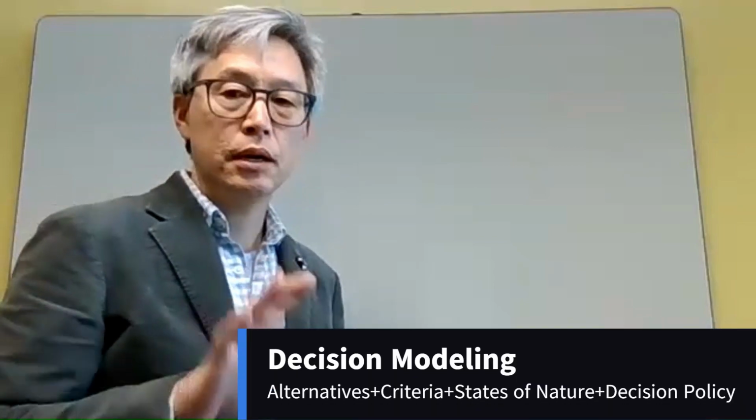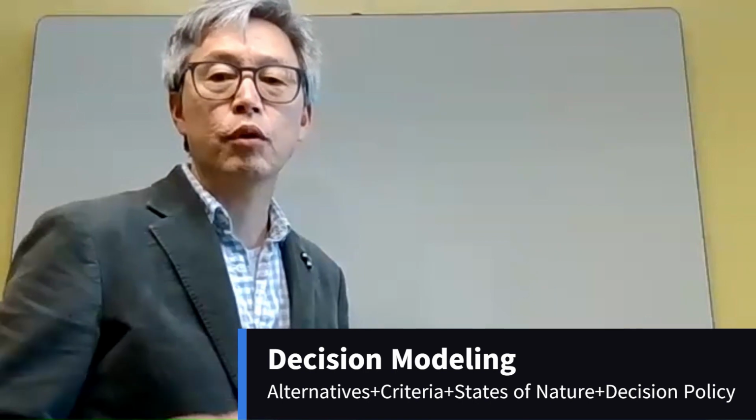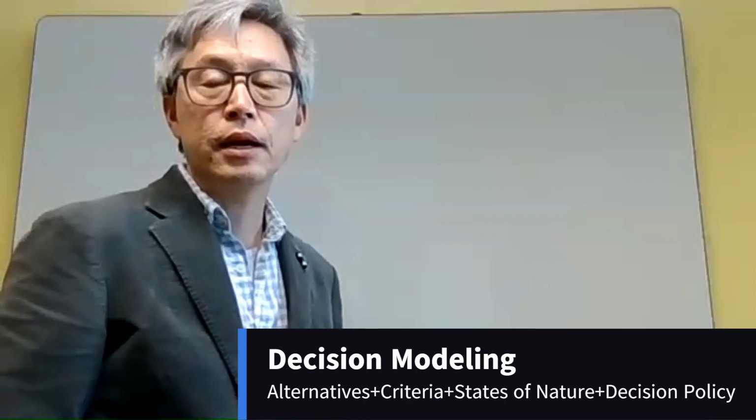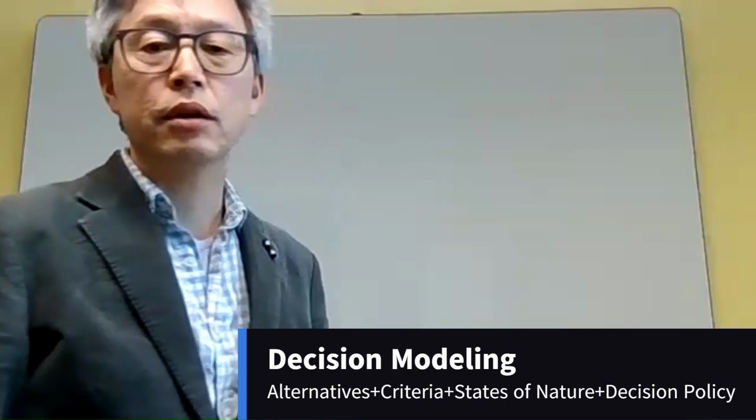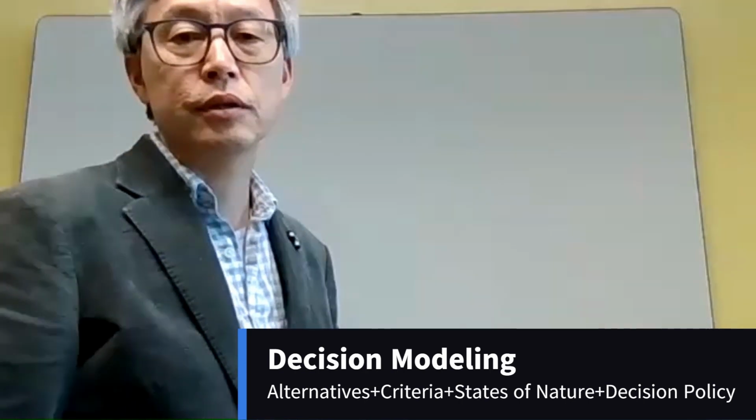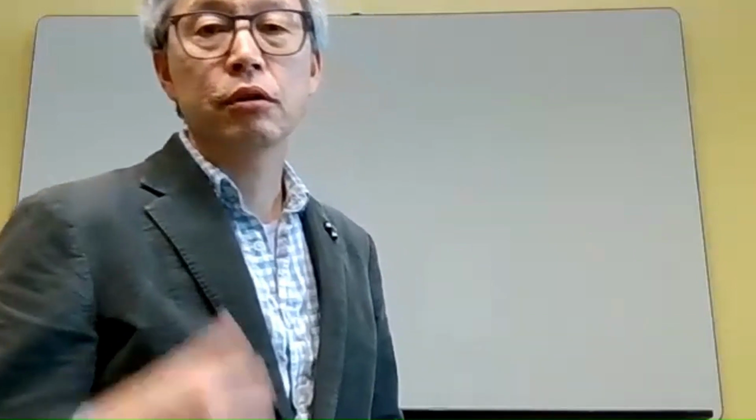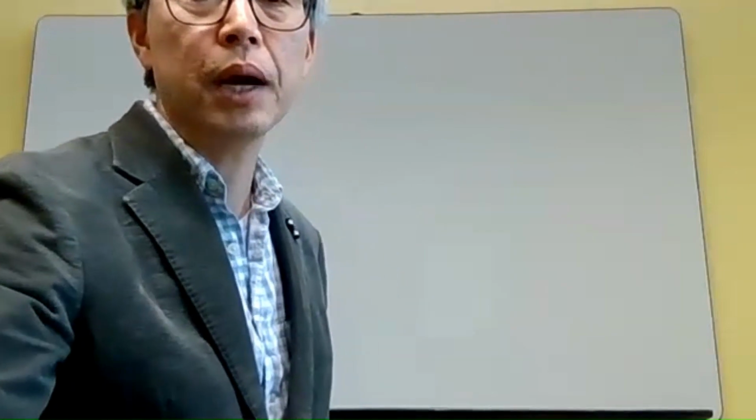For decision problems, we need to have several elements of the modeling. First of all is identify alternatives, what kind of options you have. Each option has criteria, right? And then that's going to happen depending on the states of nature. States of nature is the future event, which has not happened yet. So we don't know what's going to happen. There's uncertainty, right? So we're going to have alternatives, criteria, states of nature. Then we need to have a decision rule, decision policy.